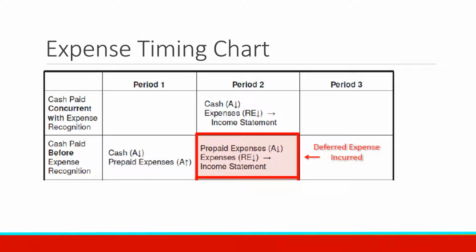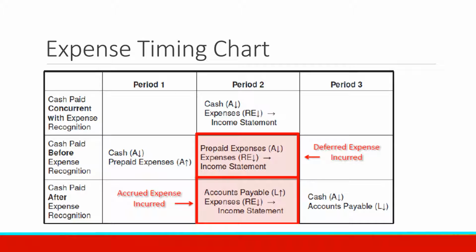Ultimately, at the end of the time, once you fully use the space, there will no longer be any prepaid expense, and the journal entry that will be left in your books is a decline in cash and the expense of renting that space. That journal entry is just like the journal entry up on the top row. Finally, the third possibility is that the cash is paid after there is expense recognition.